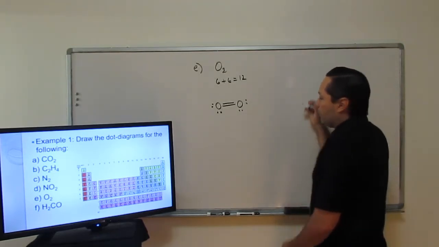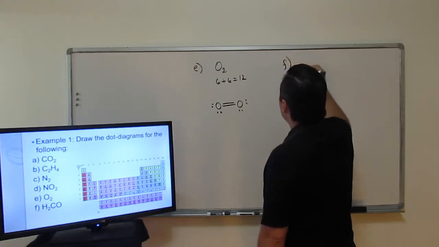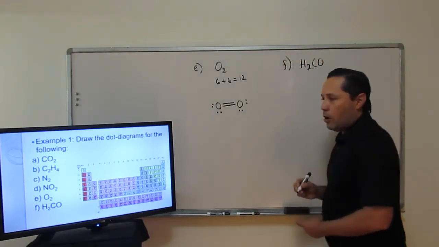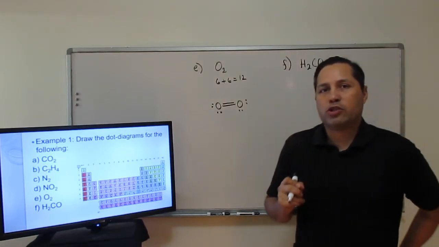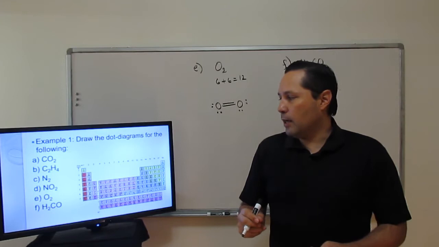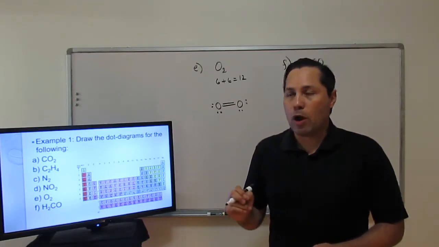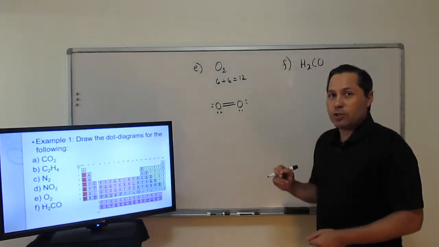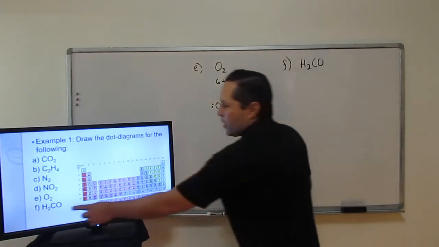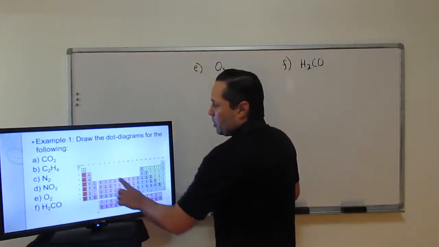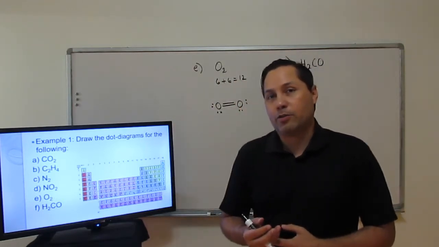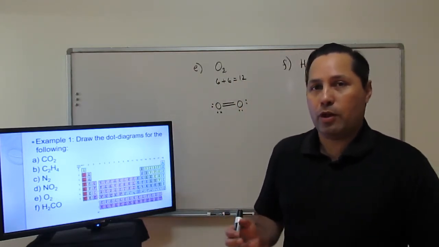And letter F, H2CO. Alright, for this one we're going to put carbon as our central atom. Carbon follows the octet rule, and so does oxygen. Hydrogen on the other side does not follow it. Hydrogen is on this side of the periodic table. Remember, only columns 14 through 18 must have a minimum of 8 electrons. Hydrogen does not follow the octet rule.